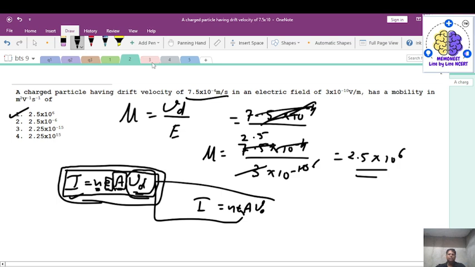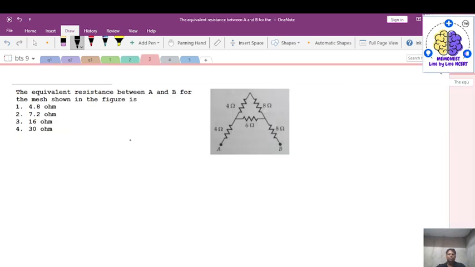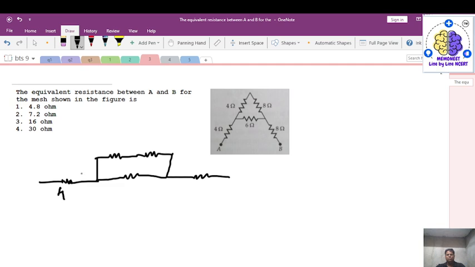Let's see what it is. The next numerical is from your combination of resistances. So the equivalent resistance between A and B for the mesh shown in the figure. So here in the figure, if we redraw it, we have the first resistance like this, then this, then this, then this, and this, right? This is your 4 ohm, this is your 4 ohm, this is 8 ohm, this is 6 ohm, and this is 8 ohm, right?